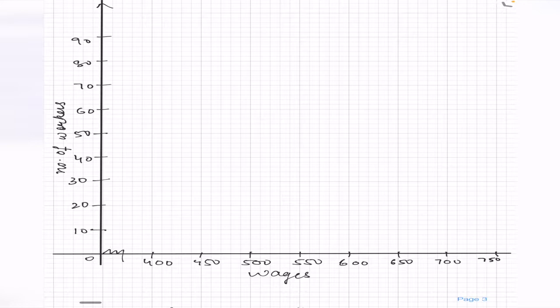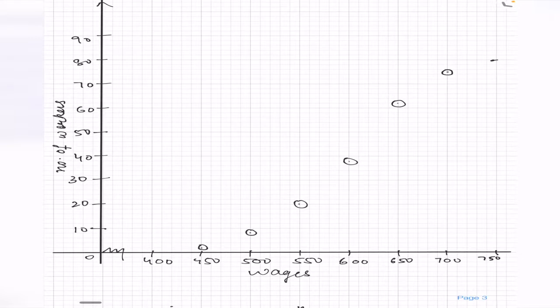Now we are going to plot all the cumulative frequencies against our upper limits. The first upper limit is 450, so the first cumulative frequency we will plot against the first upper limit. The first cumulative frequency was 2, so here it is 2. Next is 8. After that it's 20. Next is 38. Next is 62. Then 75 here. And the last is 80.